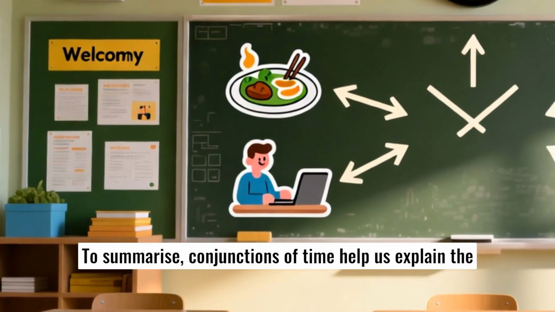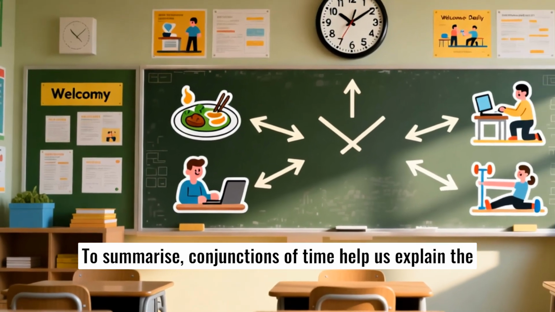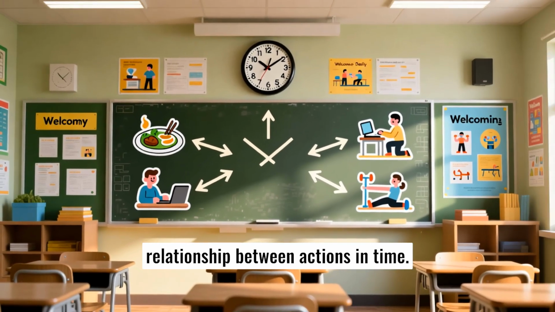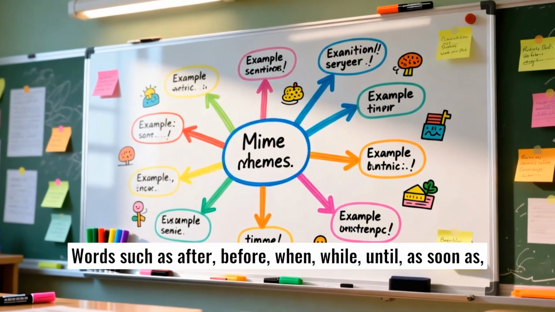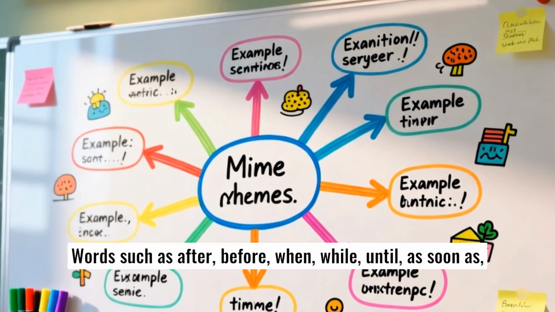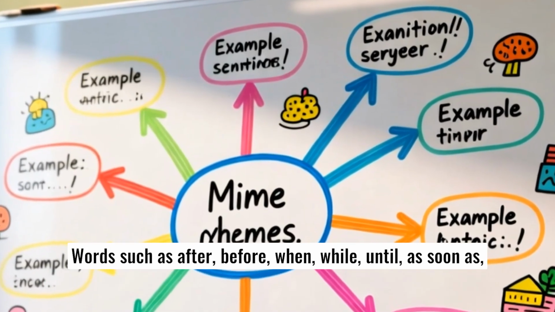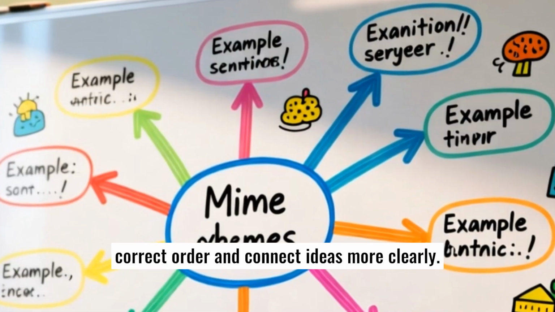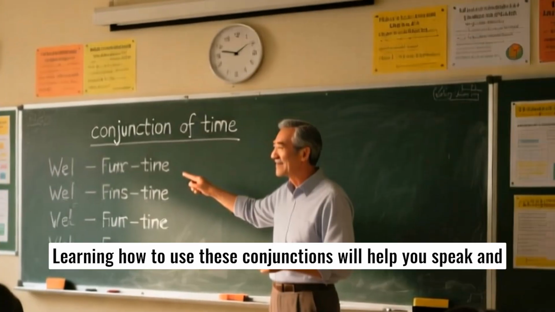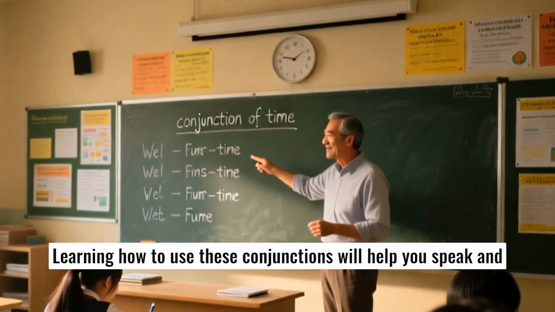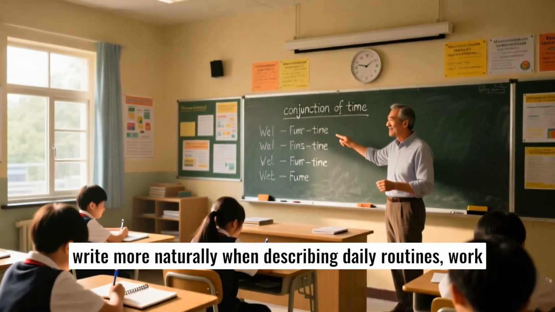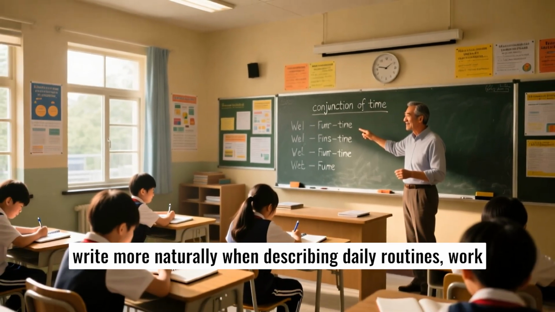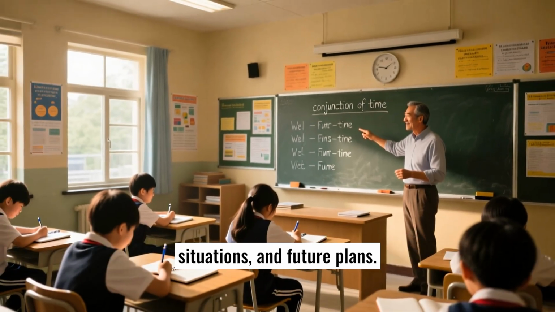To summarize, conjunctions of time help us explain the relationship between actions in time. Words such as after, before, when, while, until, as soon as, whenever, and by the time allow us to describe events in the correct order and connect ideas more clearly. Learning how to use these conjunctions will help you speak and write more naturally when describing daily routines, work situations, and future plans.